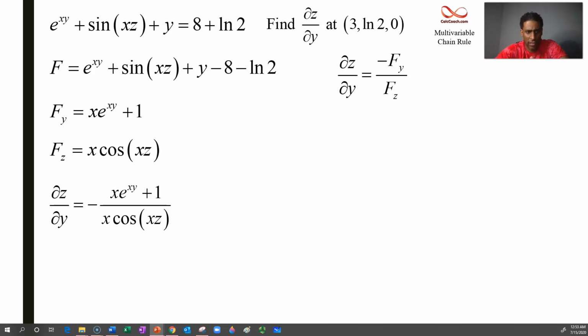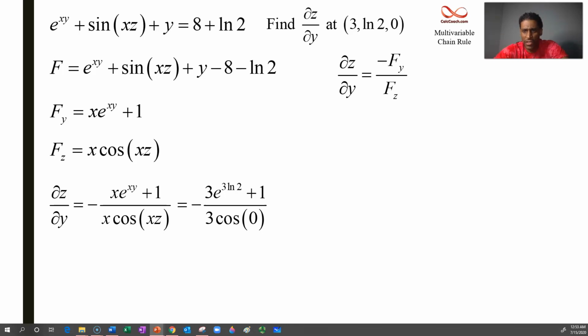We could have plugged in earlier before going to the division, but yeah, x is equal to 3, y is equal to log 2. So 3e to the 3 log 2 plus 1 is the numerator. The denominator is 3 cosine of 0. 3 times 0 is 0, and cosine of 0 is a 1. So the denominator is a 3.